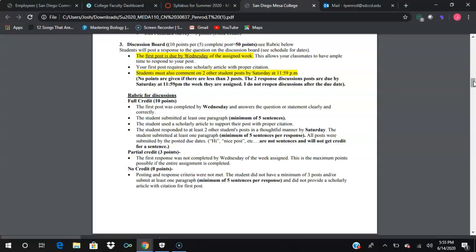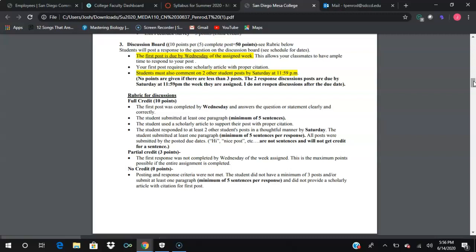The posts need to be enough length that we're looking at least 4 to 5 sentences for your original post, plus a scholarly source, and then at least 3 to 4 sentences for your response. We can't just have thumbs up or great job or something like that. We need you to actually comment on your fellow students' posts. So they do have to be positive remarks, but also lengthy enough that we're not just writing a couple of words, okay?